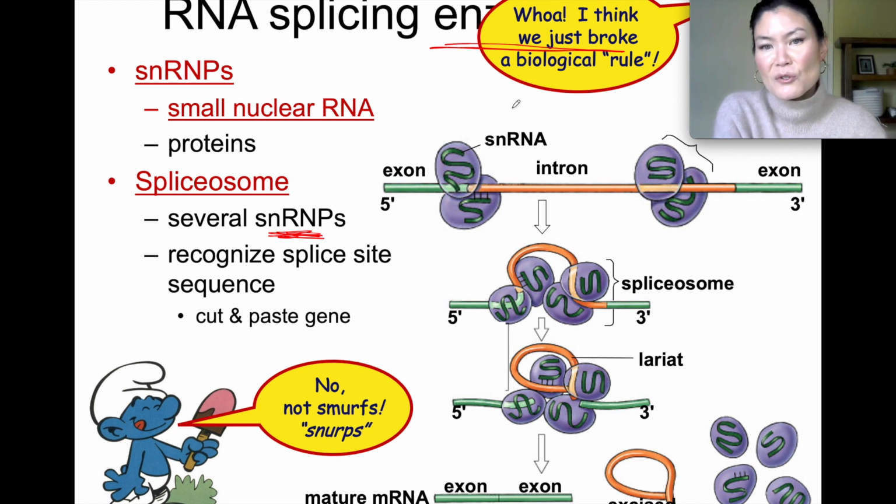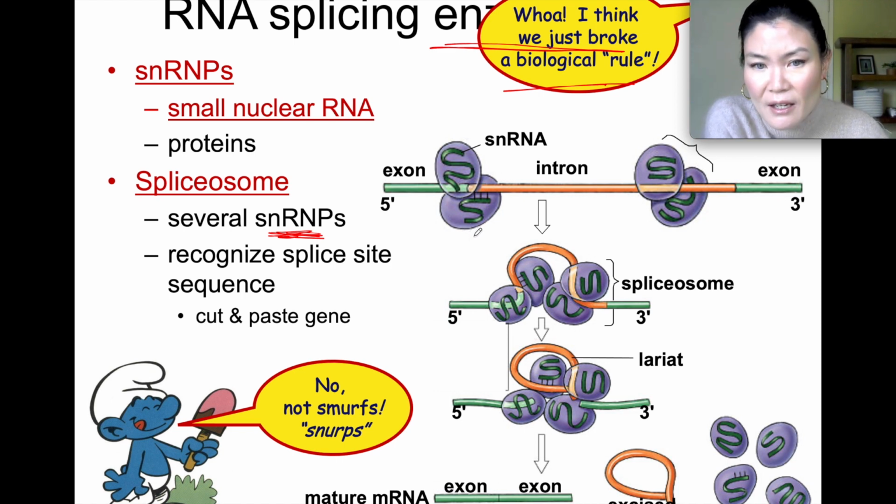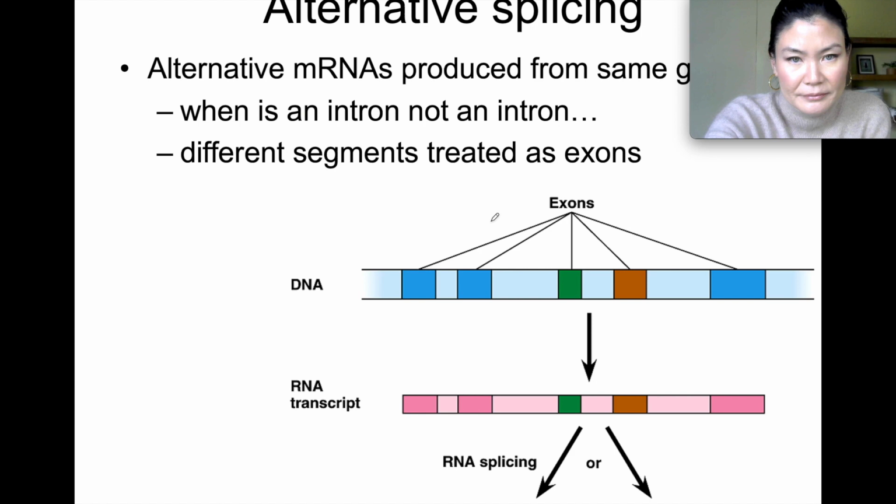So the biological rule that Fillmore is talking about is that we say enzymes are proteins. Well, in this case, this is an example where the enzyme is not completely a protein. Part of the enzyme, the spliceosome, is actually RNA.